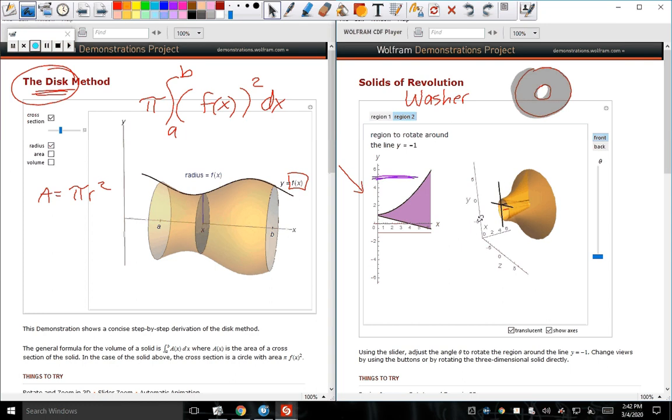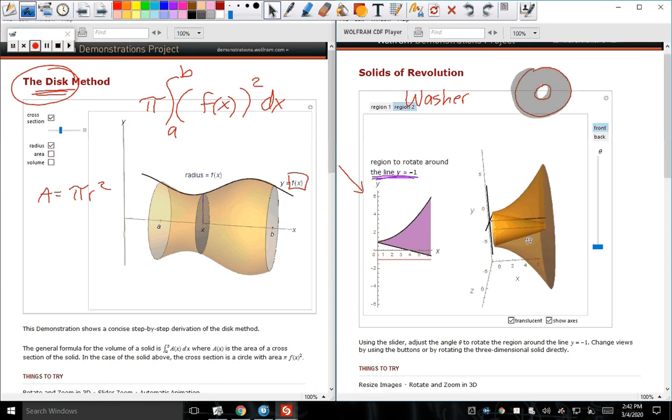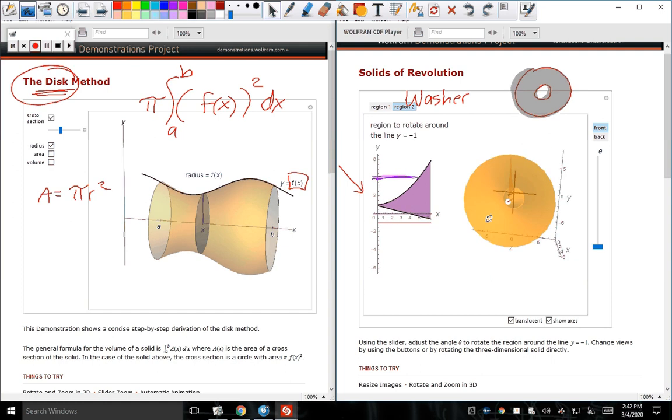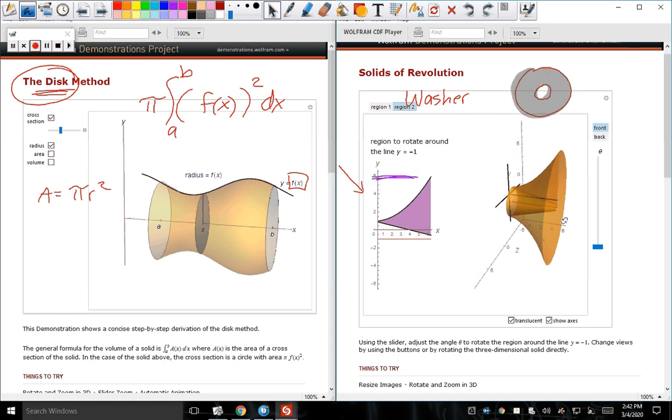You see that? Okay? Because it has a gap of some kind, and the number one reason why it has a gap is because between this axis of rotation and that shaded region, there are some parts that are not filled in with matter. You see what I'm saying? Because if they were filled in with matter and it was a solid area, it would be a solid, just like over here on the disk method.